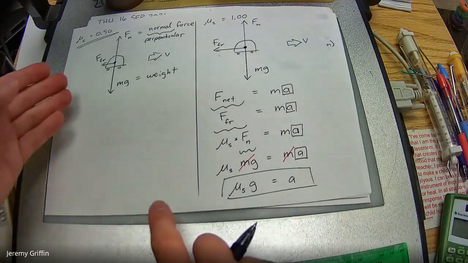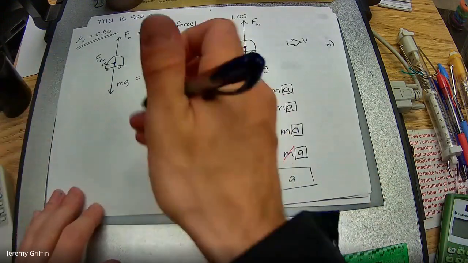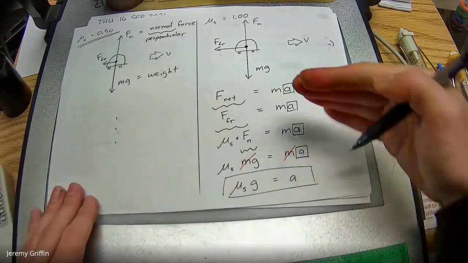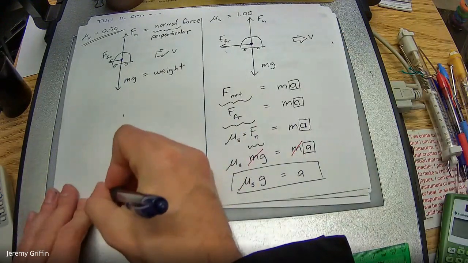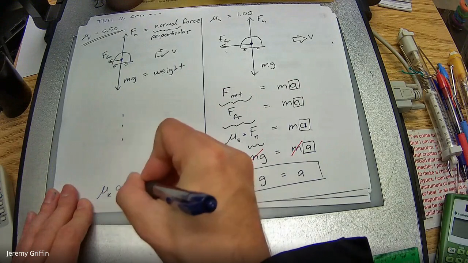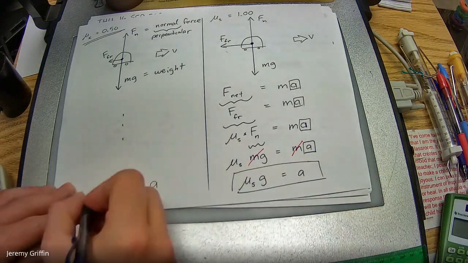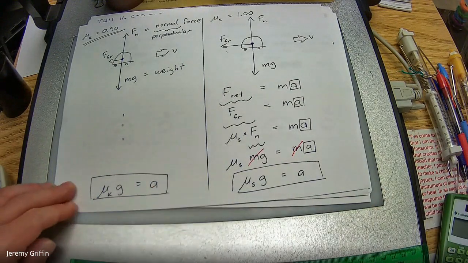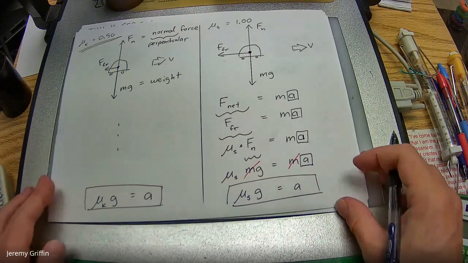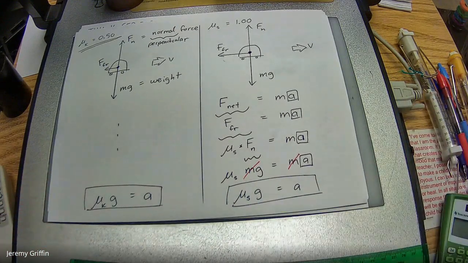I could have done the same thing with the kinetic, the sliding case, because the mass is the same. You've got the coefficient of kinetic friction times gravity equal to the slowdown rate of this car. So there you go. That's the physics behind anti-lock braking. You can take advantage of the coefficient of static friction, which will give you a faster slowdown rate.